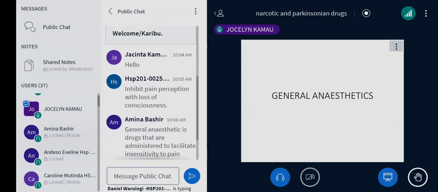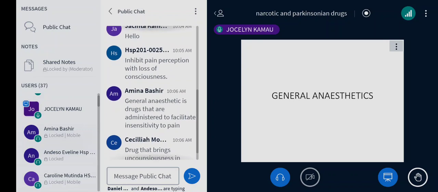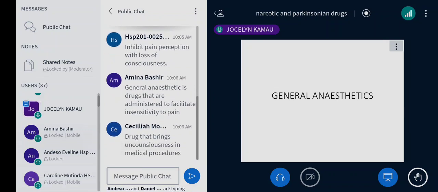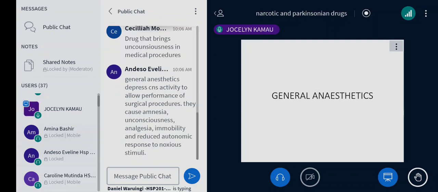So I've said the first: inhibit pain perception, loss of consciousness, and that is very good. Indeed, one of the characteristics is a person who loses consciousness. Drugs that bring unconsciousness in medical procedures, and because of bringing the unconsciousness and also pain relief, you use them as general anesthetics. You use them to do major operations. This person is not dead, but they're unconscious and they cannot feel the pain.